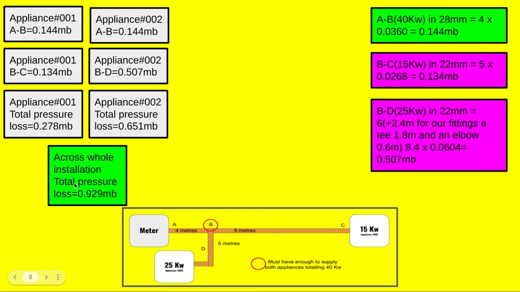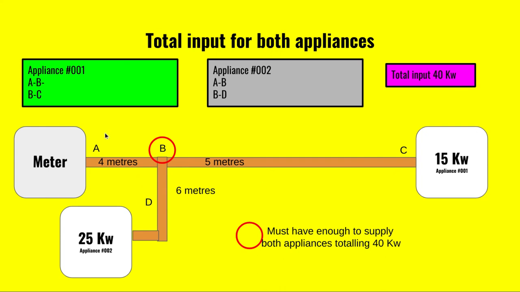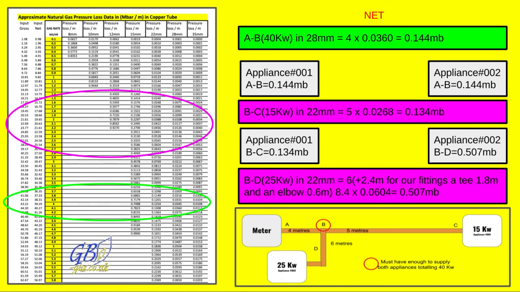Across the whole installation, the total pressure loss will be 0.9 millibar for all of that, which is less than our 1 millibar that we wanted. So across this installation, when all these sums are taken into account, we've got 0.9 millibar pressure drop. We've done all our sums here.